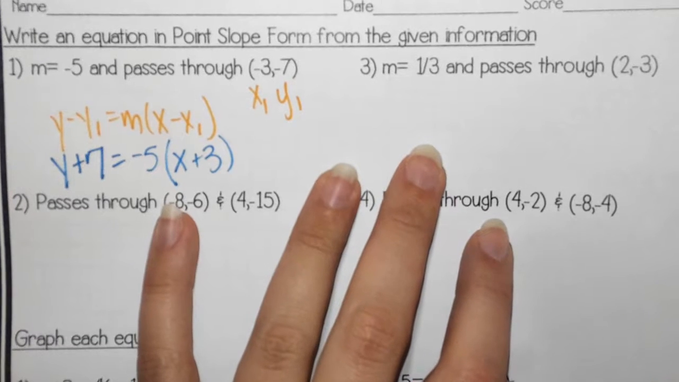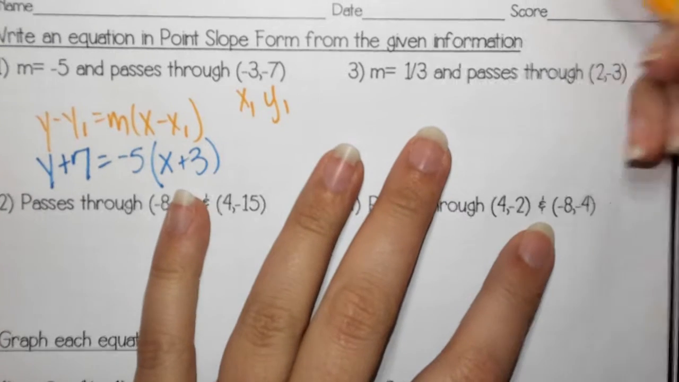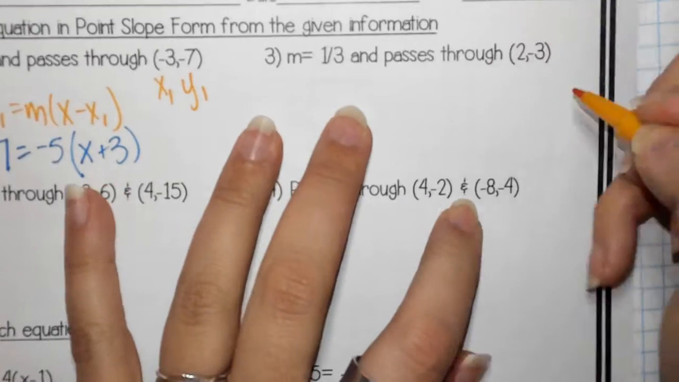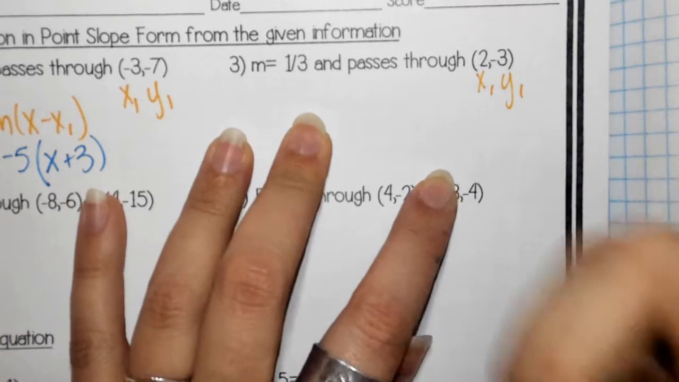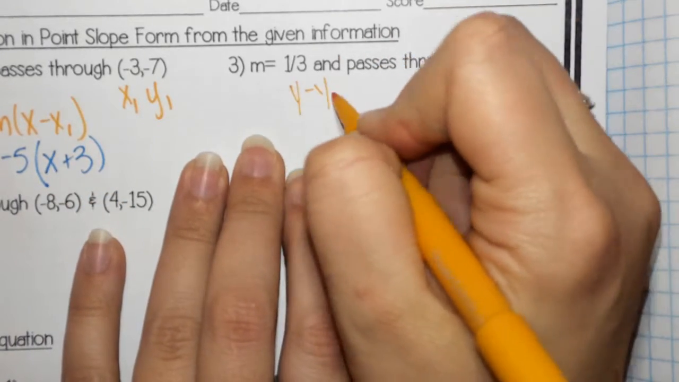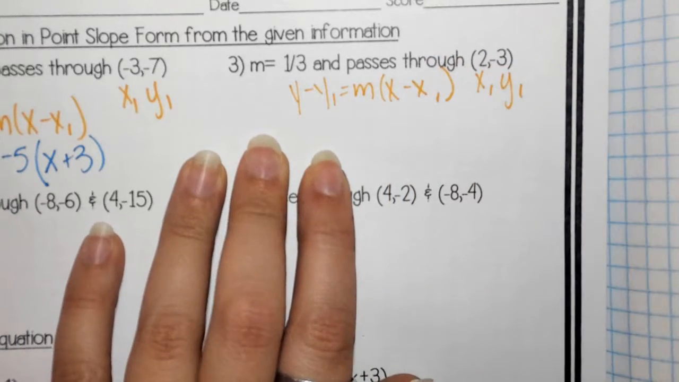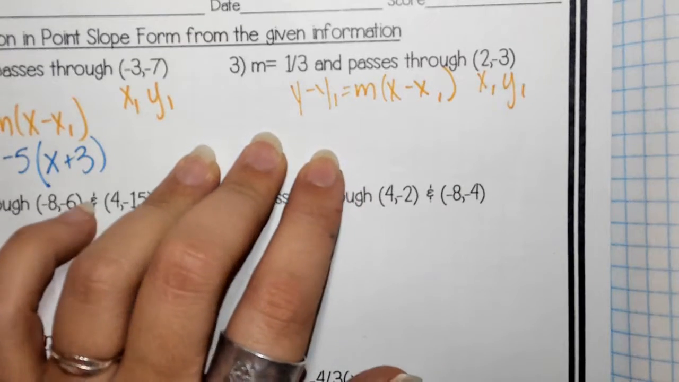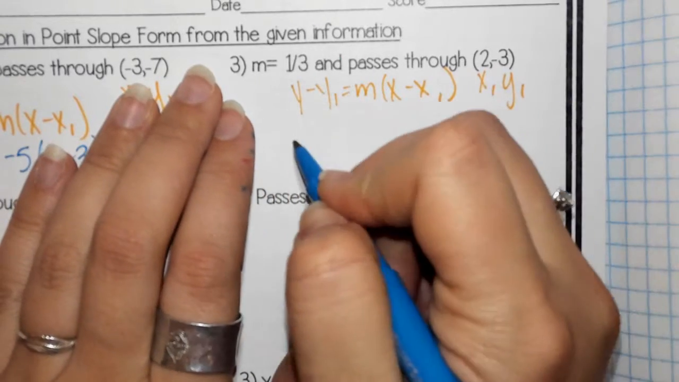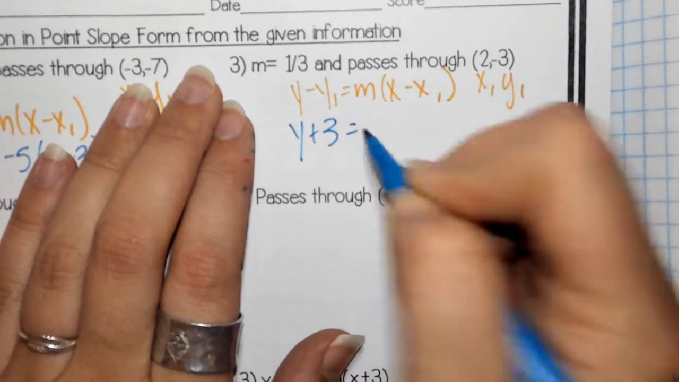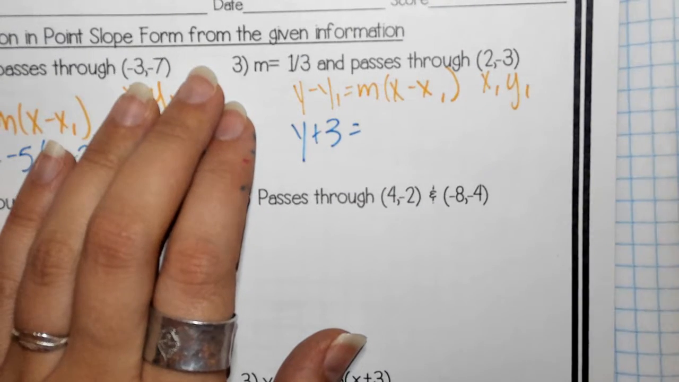All right, now let's look at number 3. Let's go ahead and label this guy x1, y1. And remember, our formula is y minus y1 equals m times x minus x1. All right, so it's y minus, what's our y1? So it's going to be plus 3. Why is it plus 3? Yep, double negative. Negative and negative make a positive.